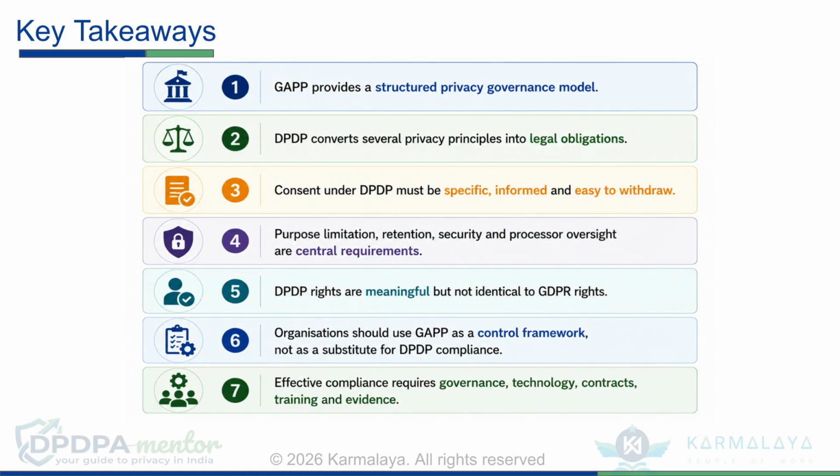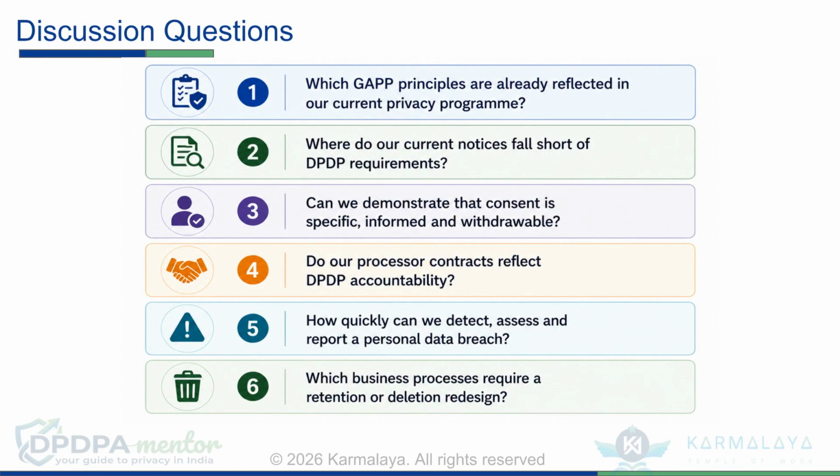The organization should be able to produce its data inventory, notices, consent records, processor contracts, retention schedule, security safeguards, rights request records, training records, audit reports, and breach response evidence. Review your internal processes by asking, are our notices sufficient? Can we demonstrate valid consent? Do our processor contracts meet accountability standards? Use these questions to transition from theory to implementation.